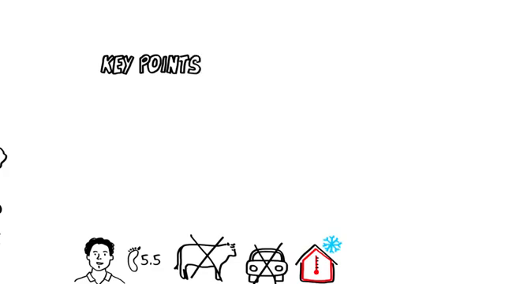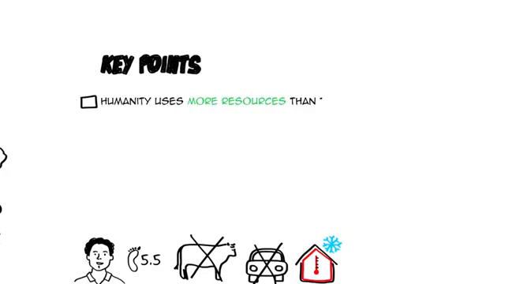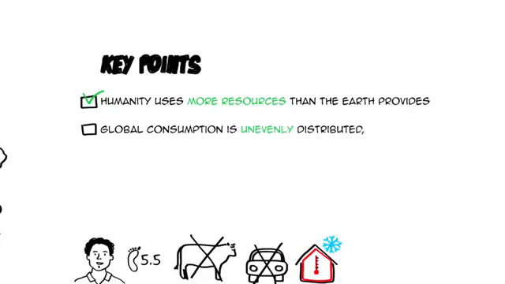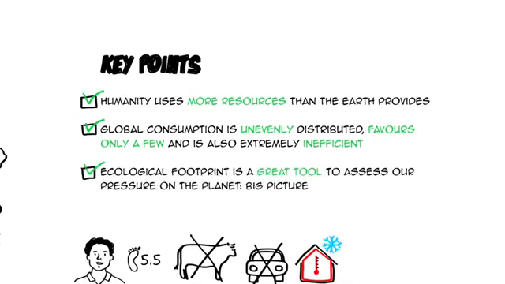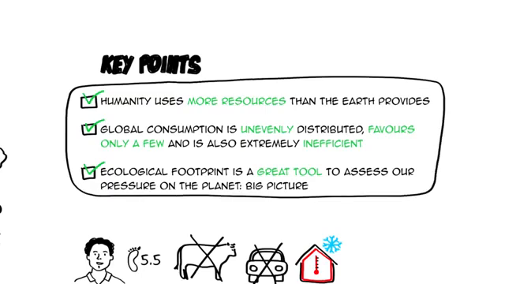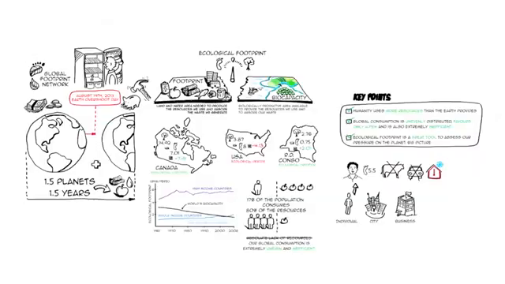As usual, here are the key points to keep in mind. Humanity uses more resources than the Earth provides. The main problem is not the absolute lack of resources, it's the fact that our global consumption is unevenly distributed, that it favors only a few, and that it's also extremely inefficient. And the ecological footprint is a great tool to assess the pressure that we put on the planet. Basically, it helps us keep the big picture in mind and not get lost in the details.